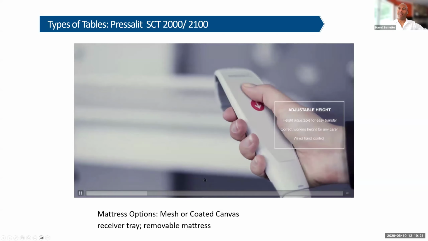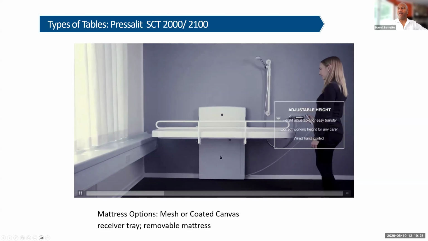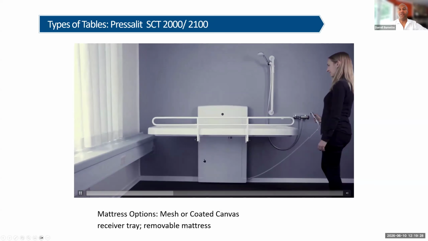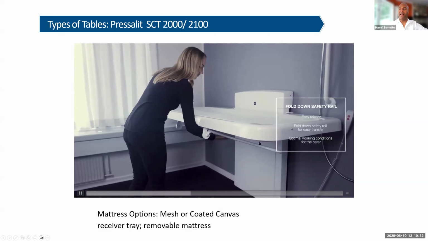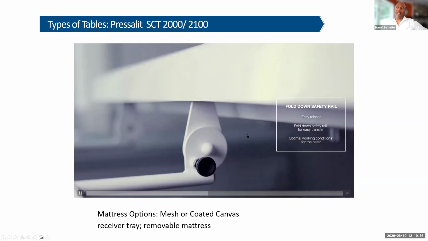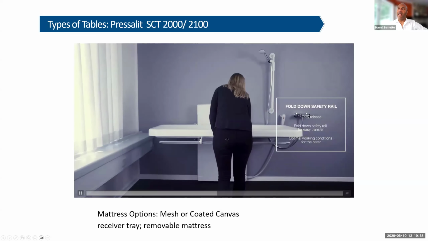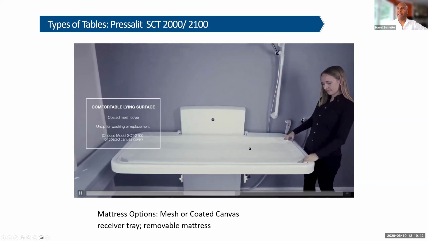So coated canvas is easily wipeable. This is also popular. The 2100 is popular to use outside. These are in a few airports in the US because the footprint's a little smaller. It's about 70 inches long. And the footprint is not too bulky, as you can see.